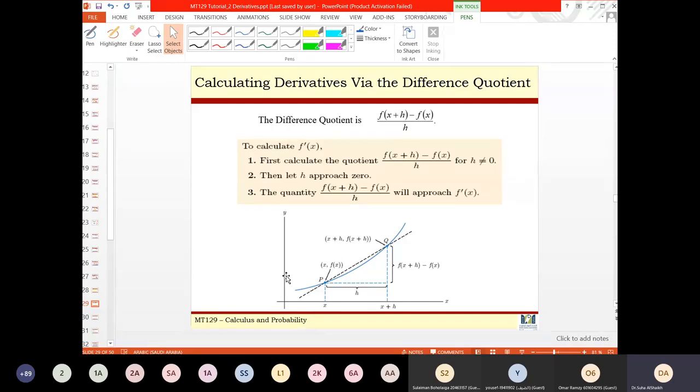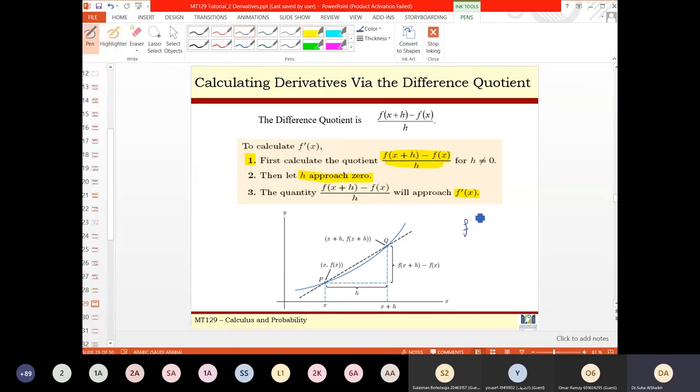But how they get that? They get that using this formula. Those 3 steps, we call them 3-step derivative finding. To find the derivative using the rule, using the definition, we follow those 3 steps. First of all, we find f at x plus h minus f of x over h. The second step, we let h approach the 0, which means we find the limit when h go to 0 of this quantity. The limit when h go to 0 will give me my f dash of x.